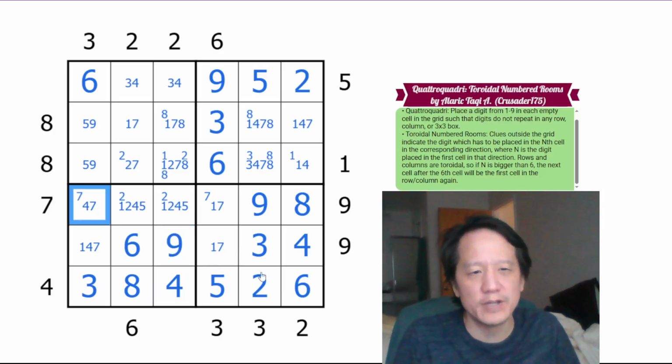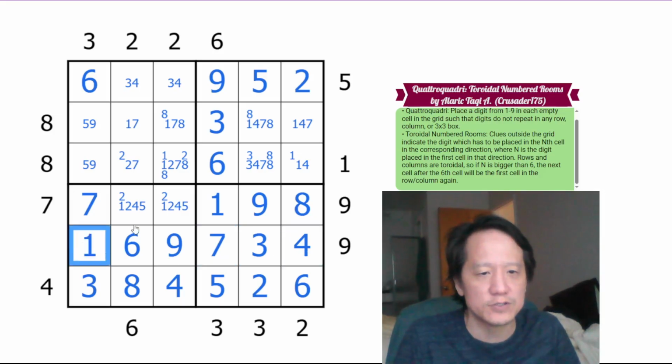This 4 eliminates 4 here, so that's 4. 7 has to be in the 7th position. 7 eliminates 7 here, so this is 1. That 1 eliminates 1 here, so it's 7. This can't be 4 or 7, so this is 1. This can't be 1, 4. It's a 2, 5 pair here.